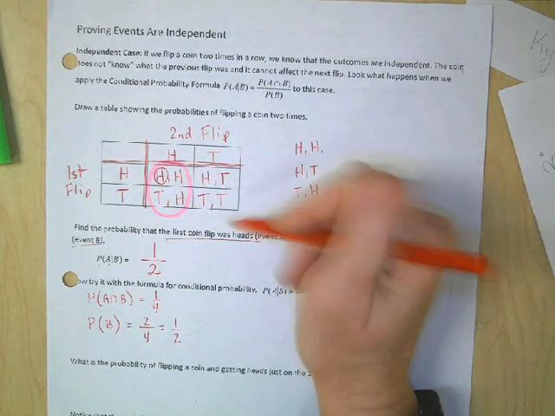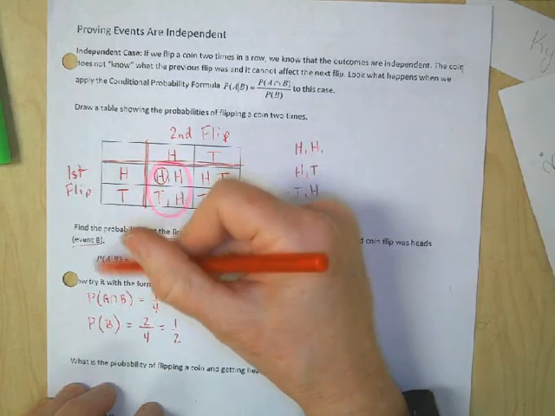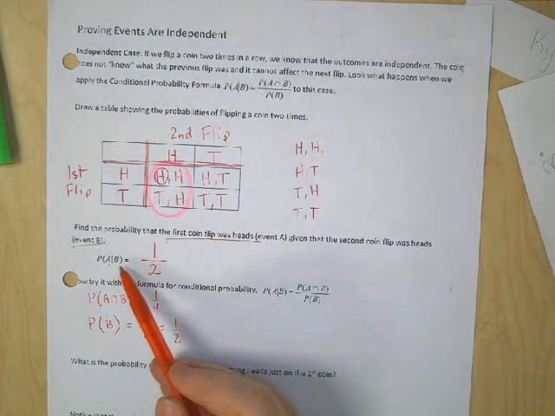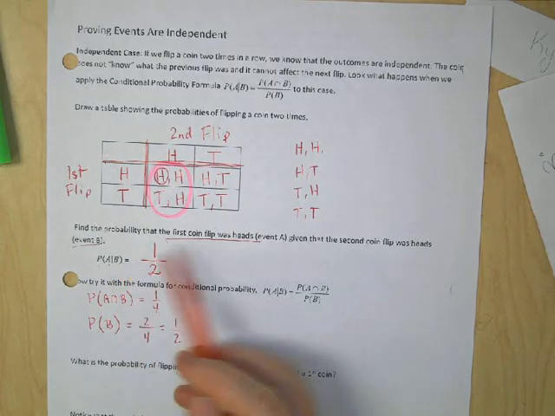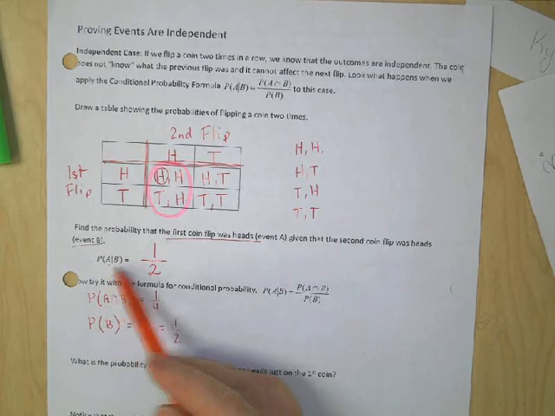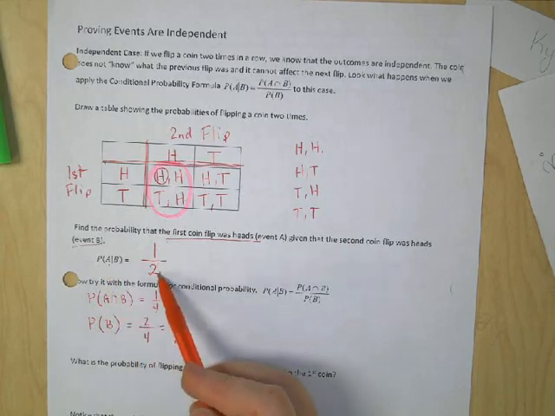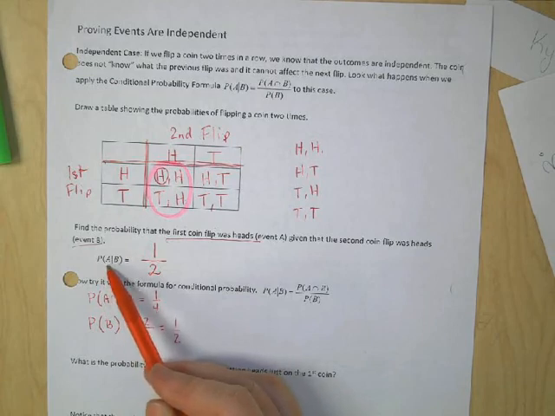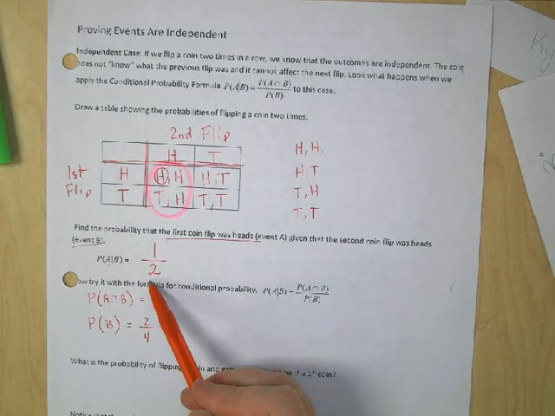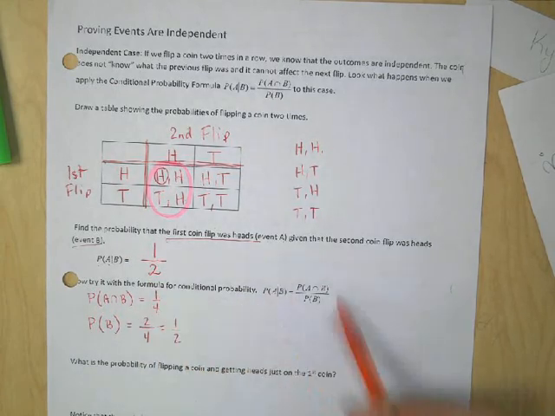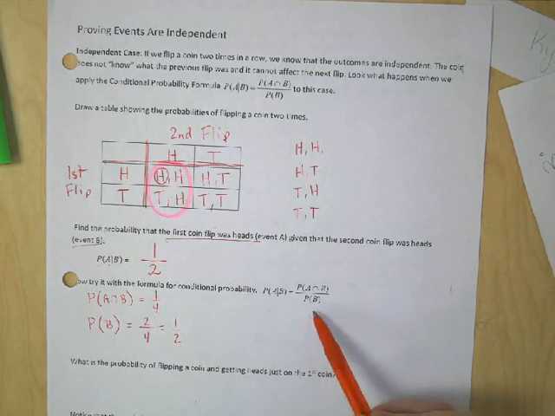So notice, I just did a conditional probability question. I asked, what is the probability of flipping heads on the first coin, given that I had already flipped heads on the second flip? And it ends up being 1 out of 2. Well, that happens to be the same probability of just flipping a coin all by itself. The probability of just flipping the first coin and getting heads is also 1 out of 2. Okay, so we're going to look at this a little more in depth, and you'll see what happens when we use the conditional probability formula.